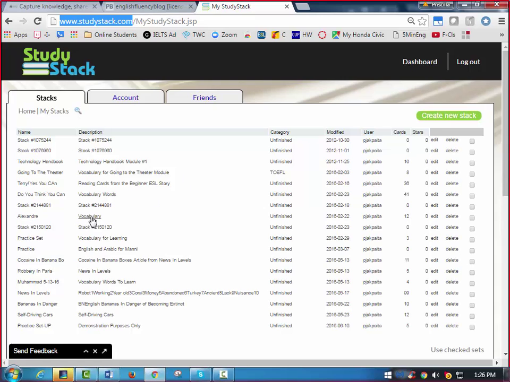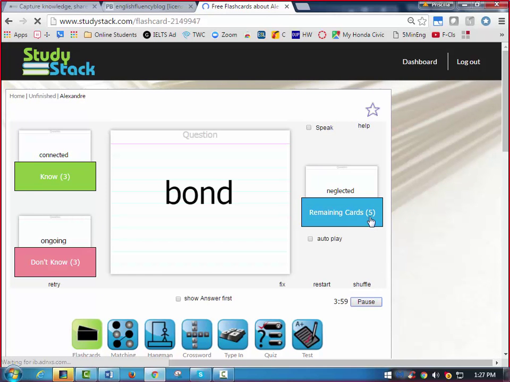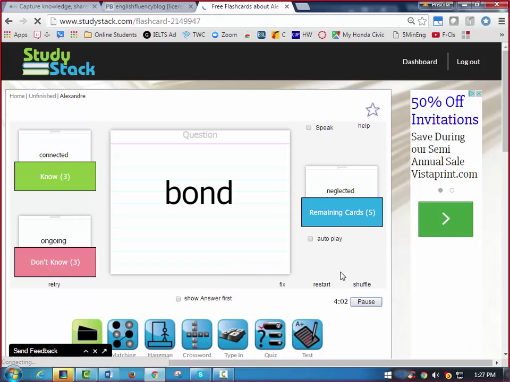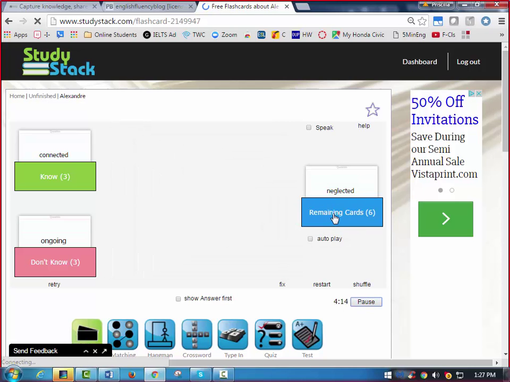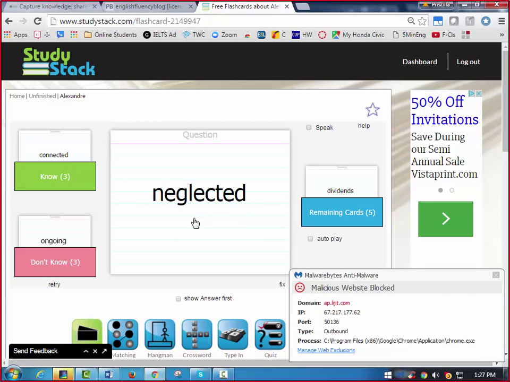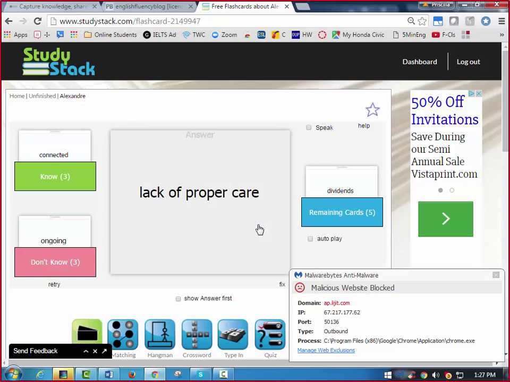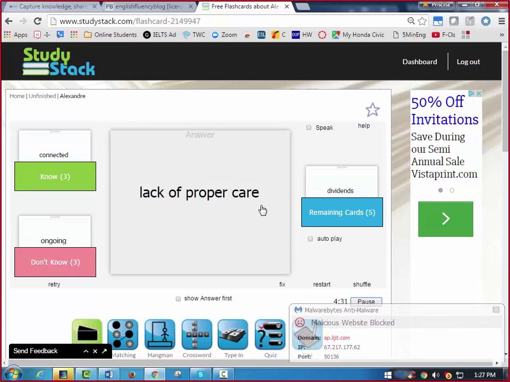Let's take a look at one of my students' study stacks, Alexandra's. I'm going to click on it. And at the present time, he has more than 5 cards, but this times you to determine how good you are at determining your understanding and comprehension of what you have written. So I'm going to click, he has 5 cards. And neglected, now if you find that some of these are spelled wrong, it's because he spelled it wrong. But this one's spelled correctly. On the back of neglected is the definition, lack of proper care.